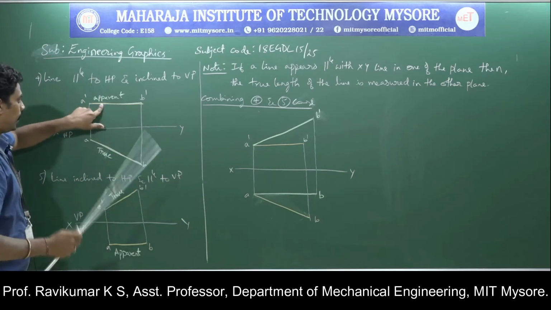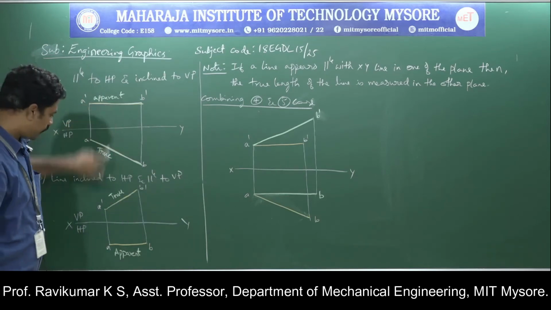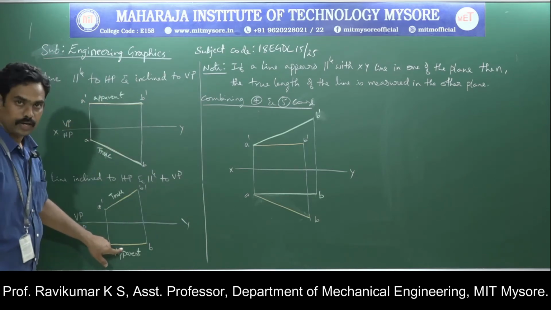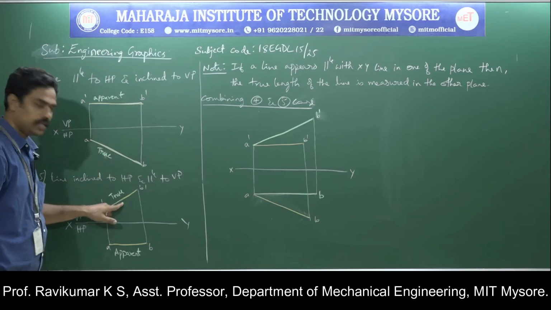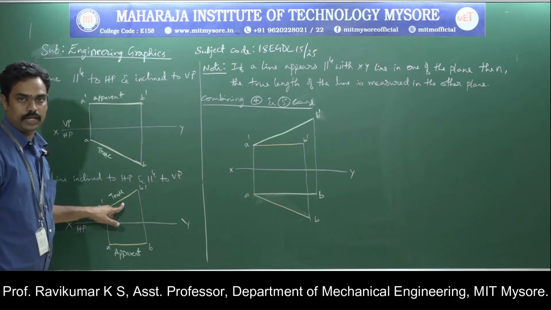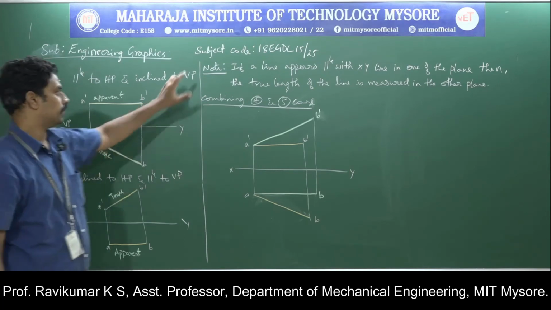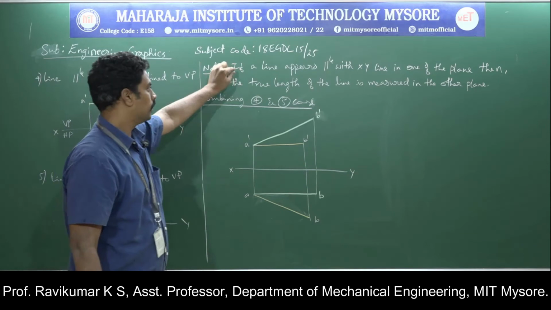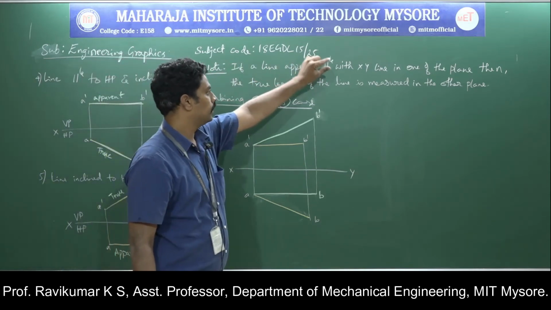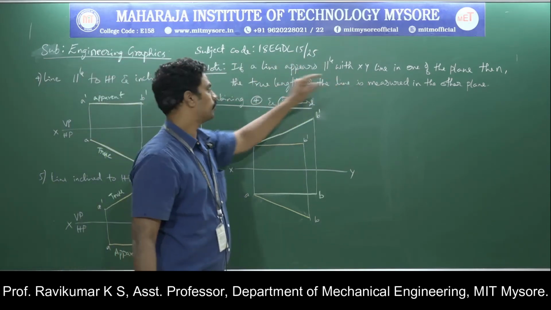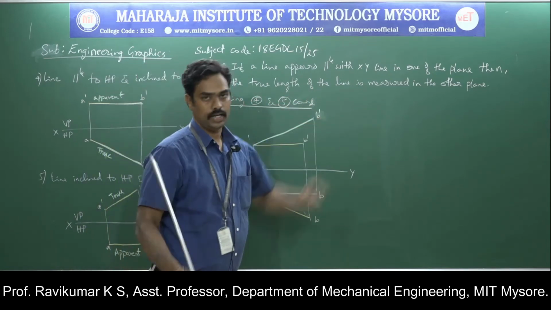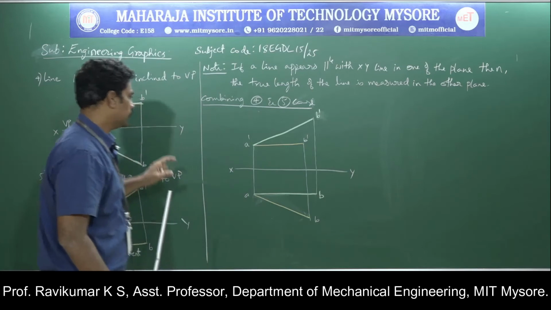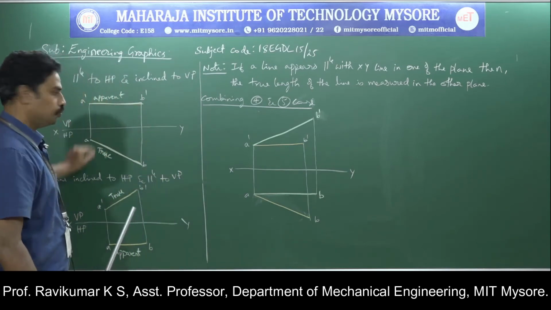So if a line appears parallel in one of the planes, then you will get the true length of that line in the other plane. This is the concept you can extract from these two, and it is very important: if a line appears parallel to the xy line in one of the planes, then its true length can be measured in the other plane. Okay, now just club these two.